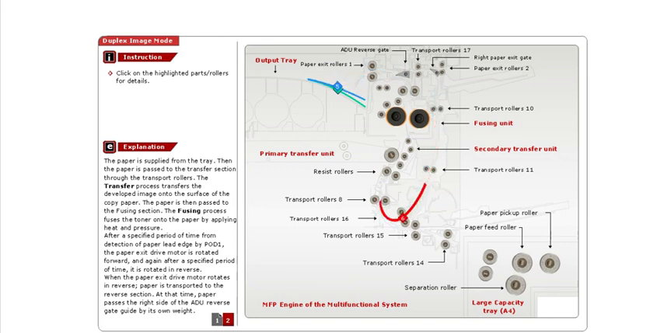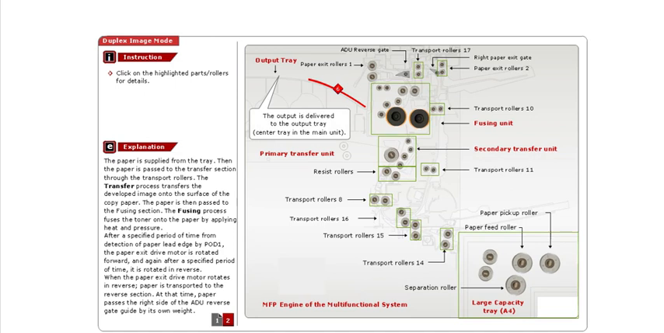At that time, the paper passes the right side of the ADU reverse gate guide by its own weight. The paper is transferred to the output tray. In this example, the output tray is the center tray of the main unit. For details on the transfer and fusing processes, see the copy process section.